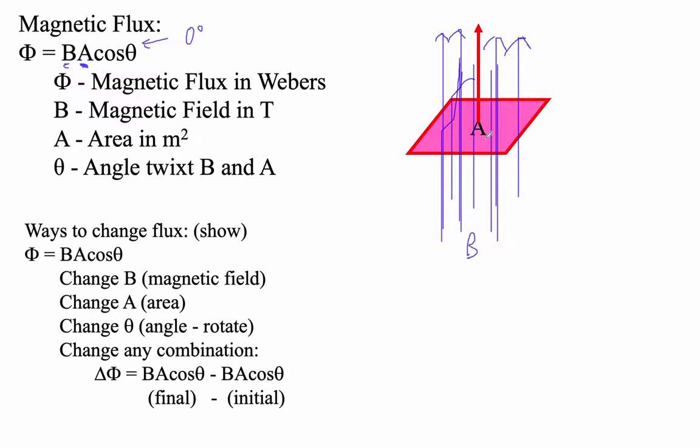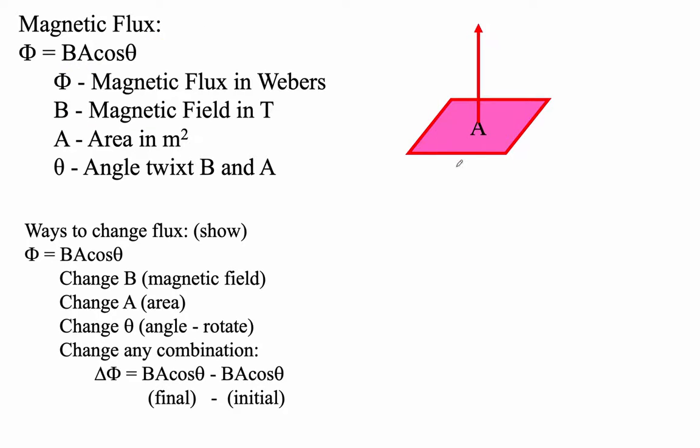Maybe we don't change the area of the loop, but maybe the magnetic field is here, and we can move this loop into that magnetic field. So we could change the amount of area that is in the magnetic field. We could change the magnetic field. We could also rotate this thing. If we rotate that, let's imagine that the magnetic field is now this way. Well, I'm doing a really good job. Now the angle is different. We've got a different amount of flux. It's no longer 0, it's 30 degrees or something like that. So we could change that.